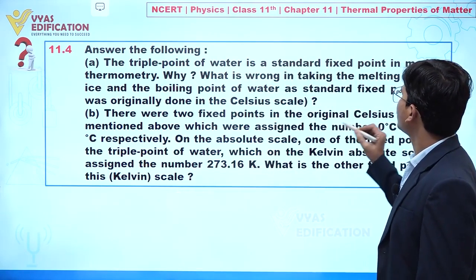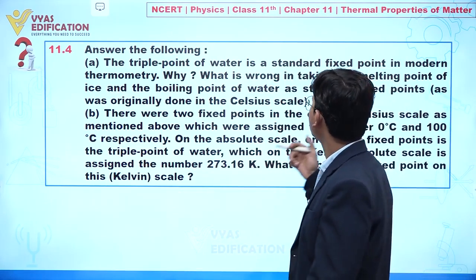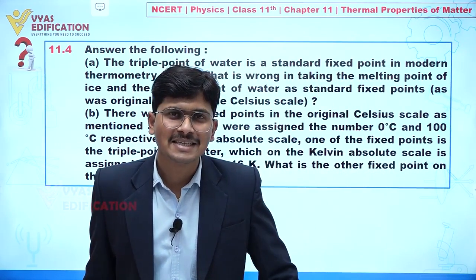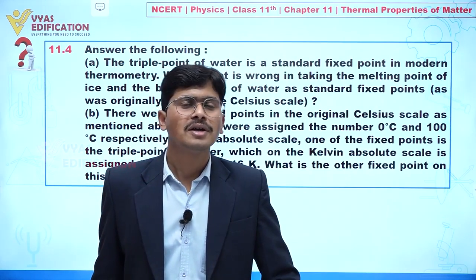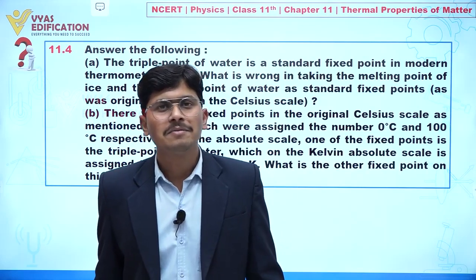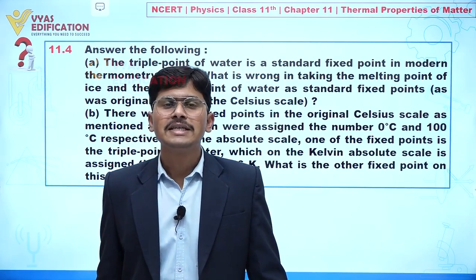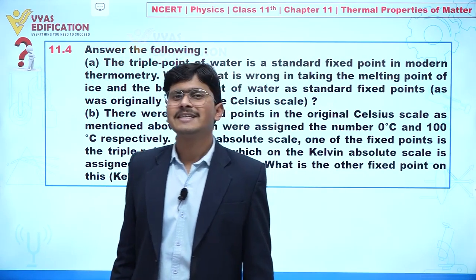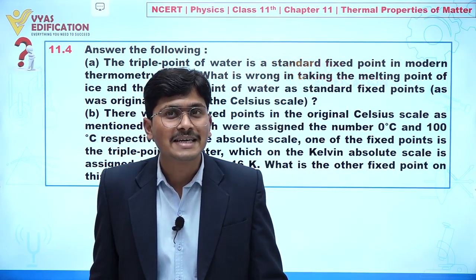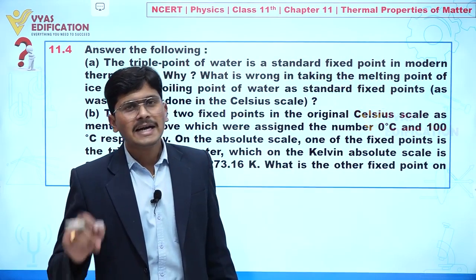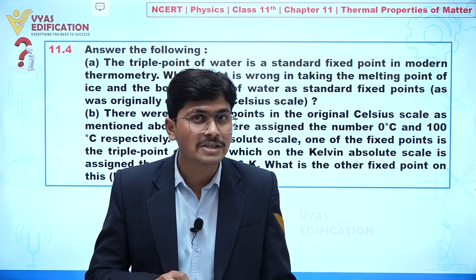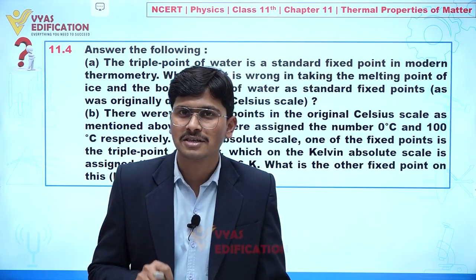Now, what is wrong in taking the melting point of ice and the boiling point of water as standard fixed points? I already told you, as external conditions change, the boiling point and melting point change. For example, take the phenomenon called regelation. In regelation, if we increase pressure, the melting point of ice decreases. That's why ice melts below 0 degree Celsius under external pressure. Clear to everyone?